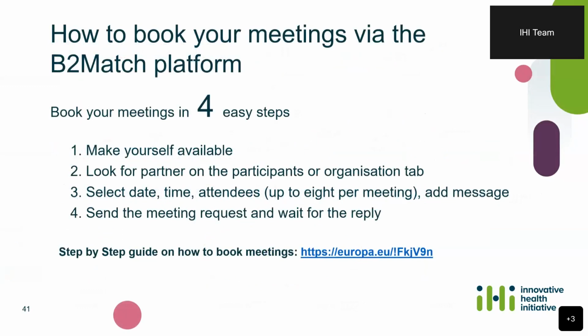in 4 easy steps. First of all, make sure that you are available, and for that you have to click on the box for that purpose. The second step, you have to look for a partner and be proactive, and you can do that via the participants or organizations tab. Then you just have to select a date, time, and attendees, add a message, and send a meeting request. Easy as that. Remember that you need this step to form a successful partnership. The link to the guide is in this presentation that will be made available on our website.